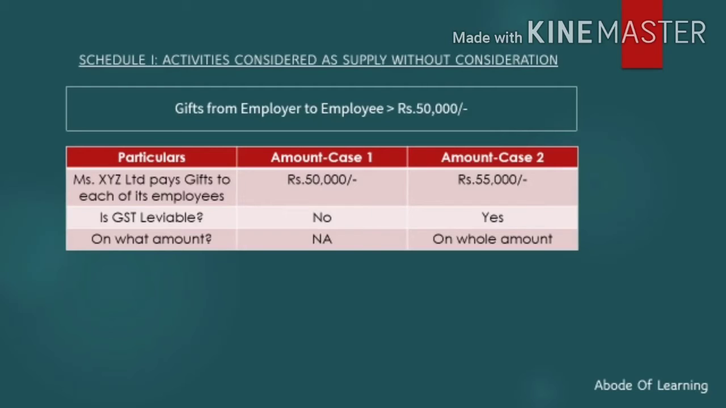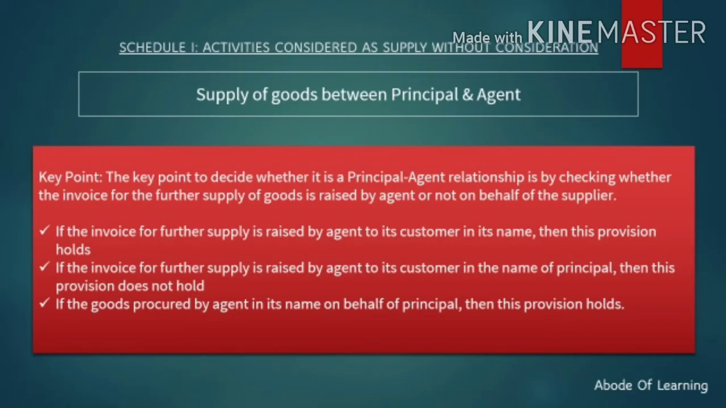And the GST will be levied on the whole amount. It is not levied on just 50,000 but on the whole amount. Supply of goods between principal and agent.